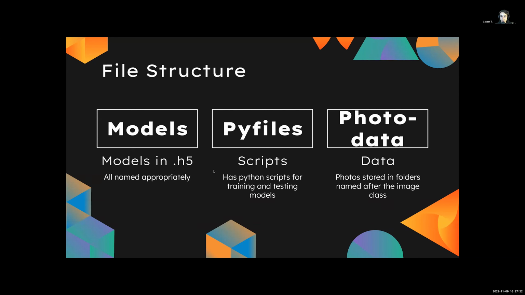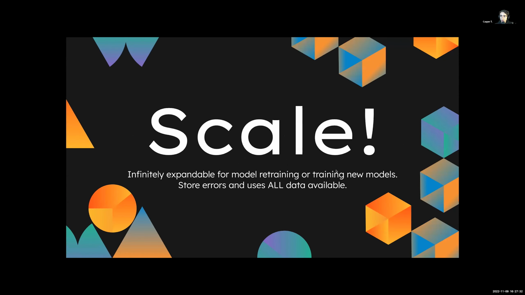Models are stored in your models folder. Your 2 scripts are stored in your Python's folder, and then all your data goes in your data folder. As long as your data is stored in appropriately named folders, you can go as big as you want. All you need to do is dump more data in there. And when you go to train your model, it'll give you the option to retrain models or to only train off of new data.